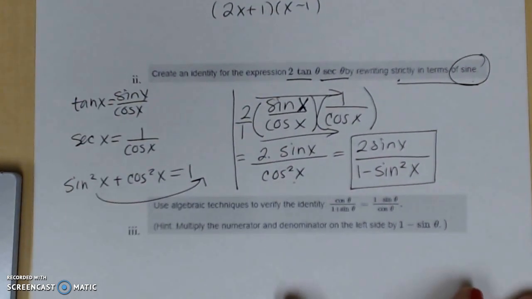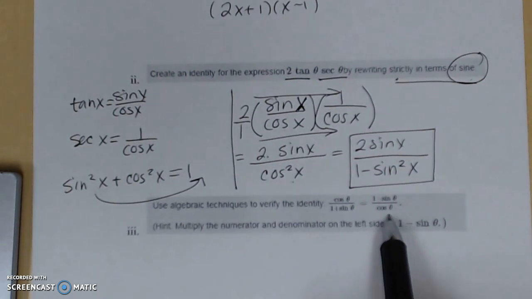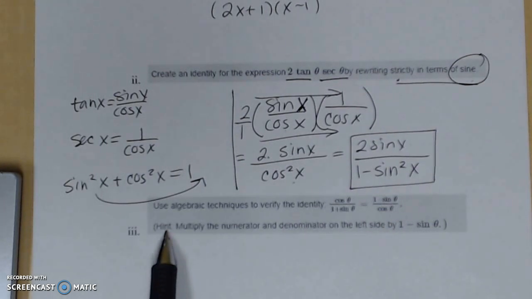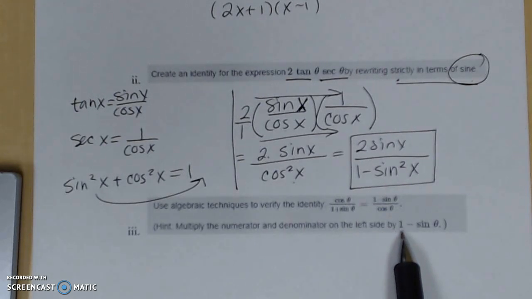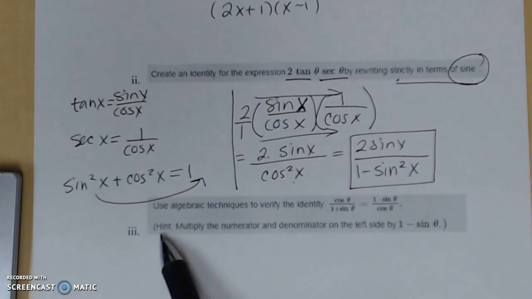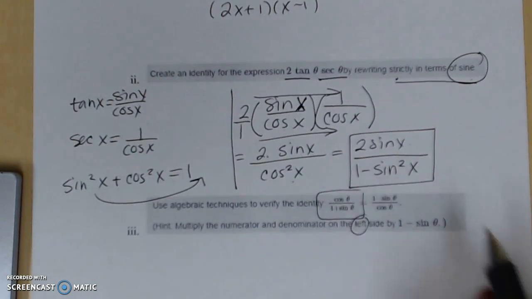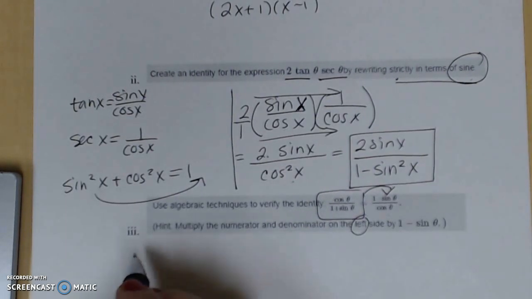Now this next one is a little bit tricky. It says use algebraic techniques to verify this identity. So I need to go from one side to the other. And it says hint, multiply the numerator and denominator on the left side by 1 minus sine theta. And there's a reason they're giving me that hint, so I'm going to work with that. And they mentioned the left side, so that's going to be the side that I start with in hopes that I can get down to that right side.